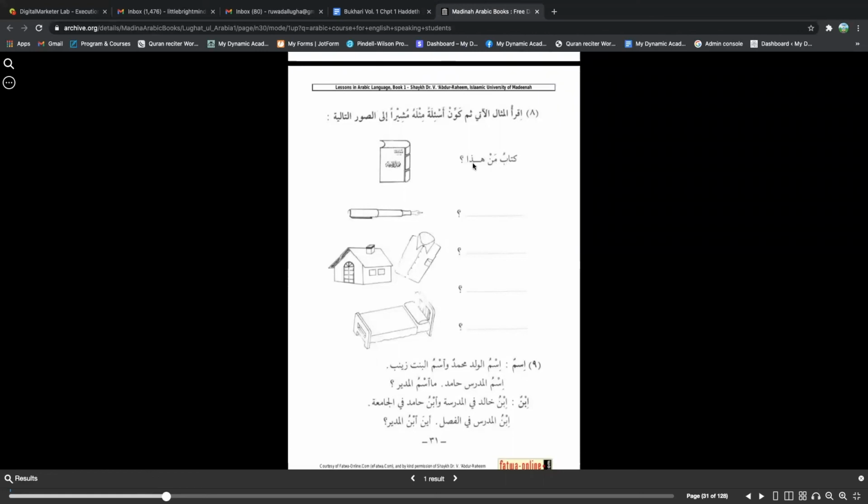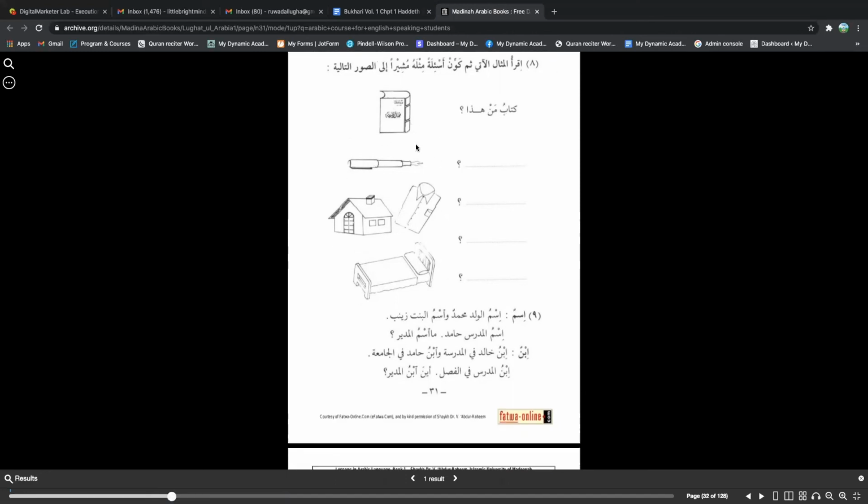Okay, so it's idafah construction, so it's kitabu man hadha. Whose book is this? Kitabu man hadha. So you can do that with all the other examples. Inshallah, you should be able to do this on your own. Like you can say the same thing, qalamu man hadha, whose pen is this? Or you could say qalamu Muhammadin hadha, it's just Muhammad's pen.